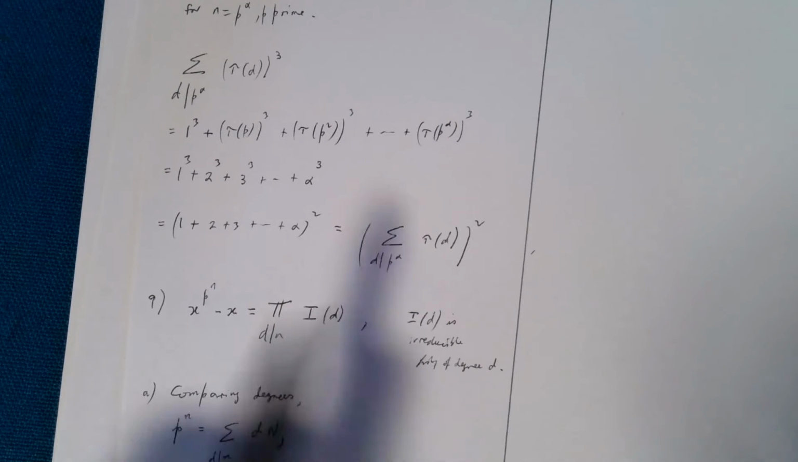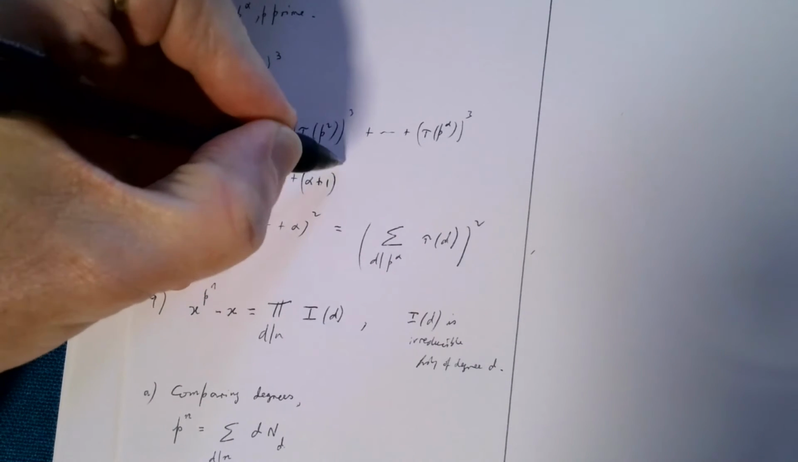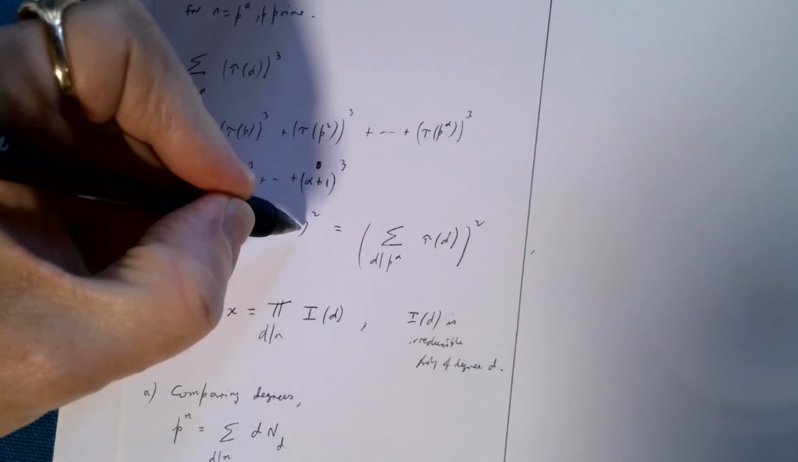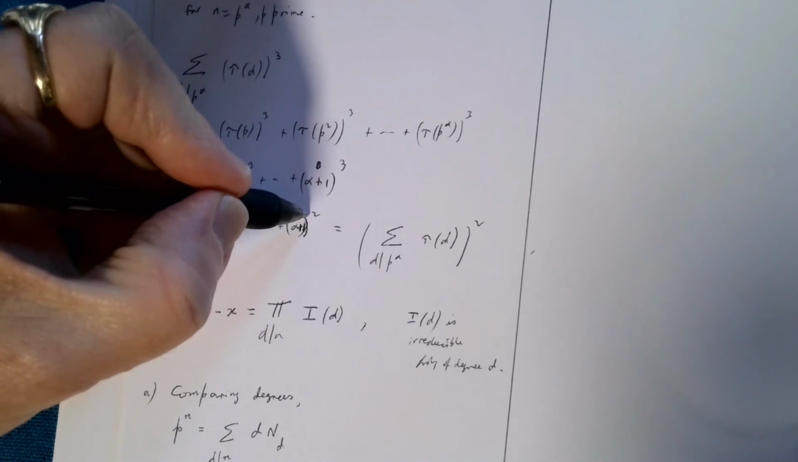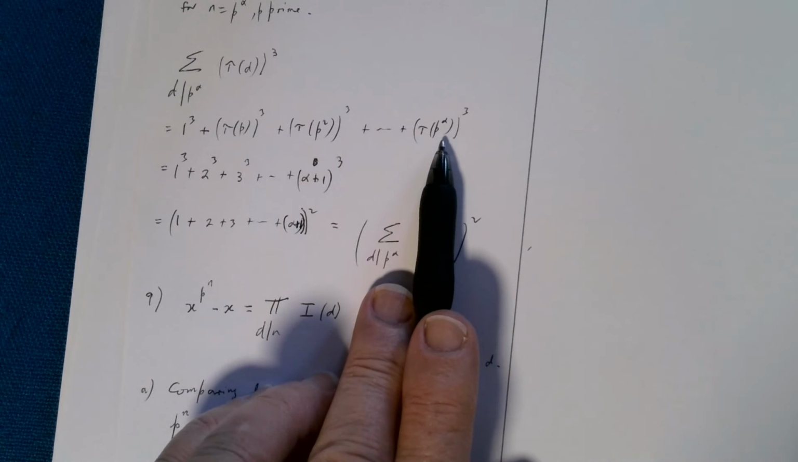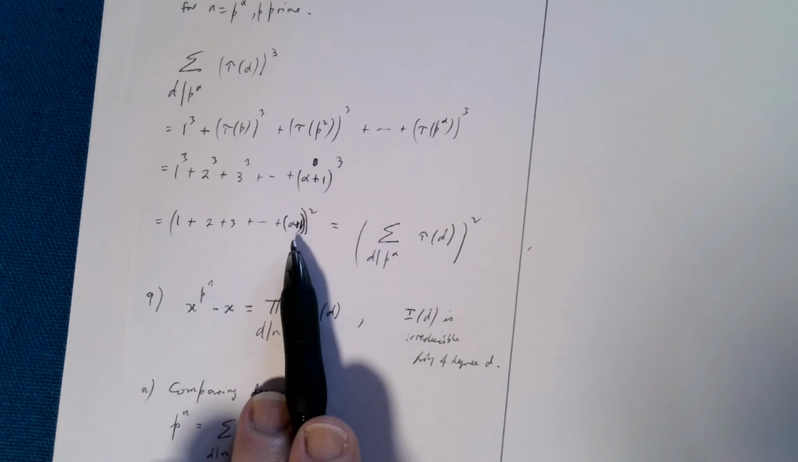And in fact I realise I've made a slight mistake here. There should be alpha plus 1 cubed, and this one of course will be alpha plus 1 there. So sorry, p to the power of p to the alpha is alpha plus 1, isn't it? So I get an extra term there, but I also get the same one here for this sum.